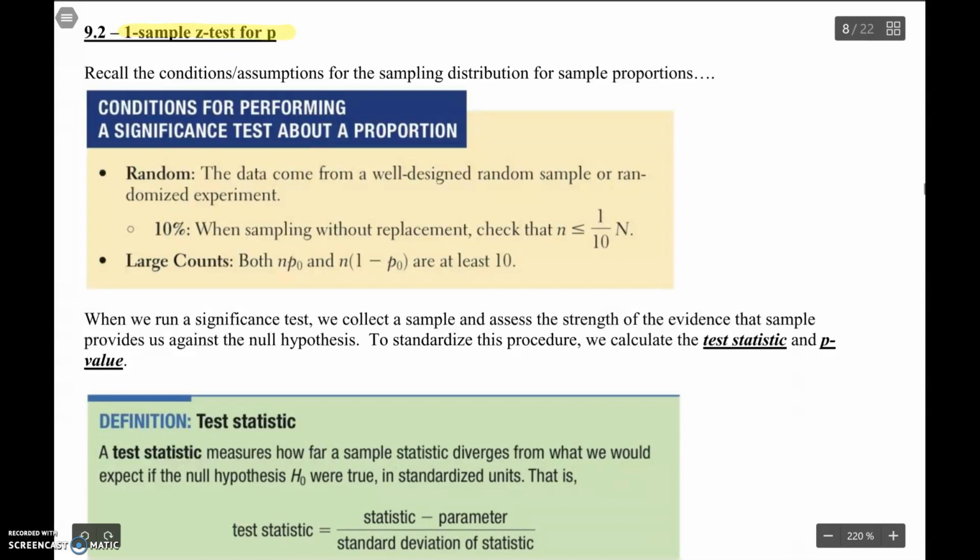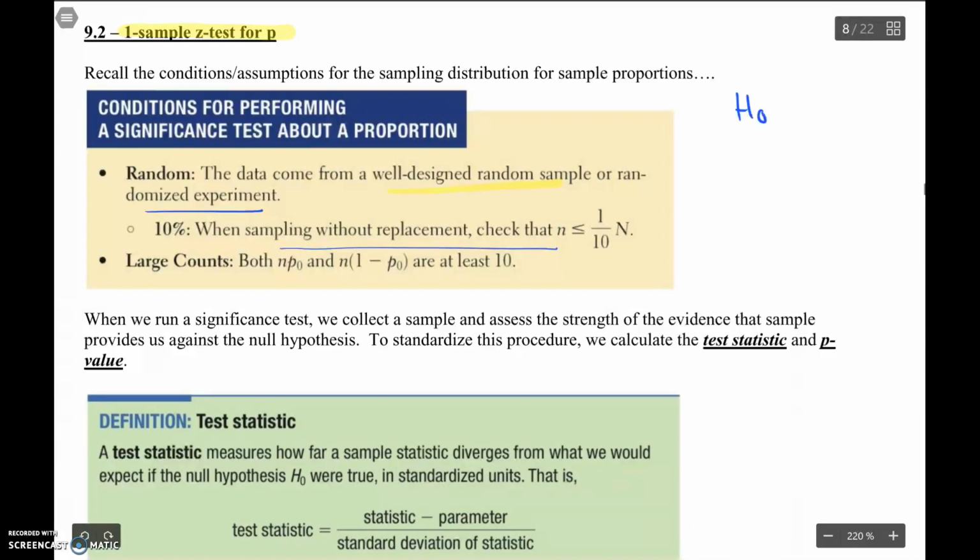So first of all, you have to have a random sample. Data needs to come from a well-designed random sample or a randomized experiment. We'll talk about experiments a little bit more in chapter 10, so I won't worry about that too much now. The 10% condition: when you sample without replacement, you need to make sure that your sample size is less than 10% of the population size. And then large counts, both n p naught and n q naught are at least 10.